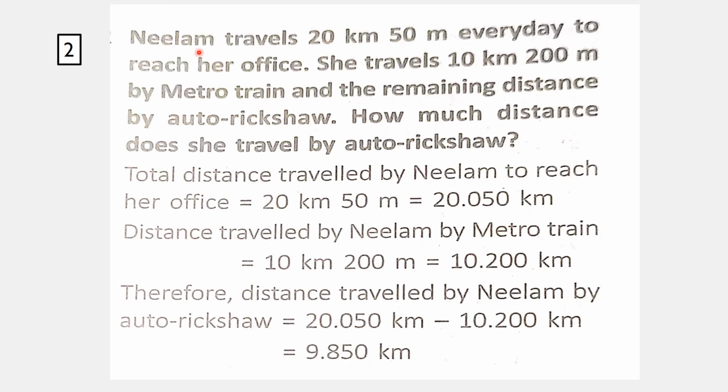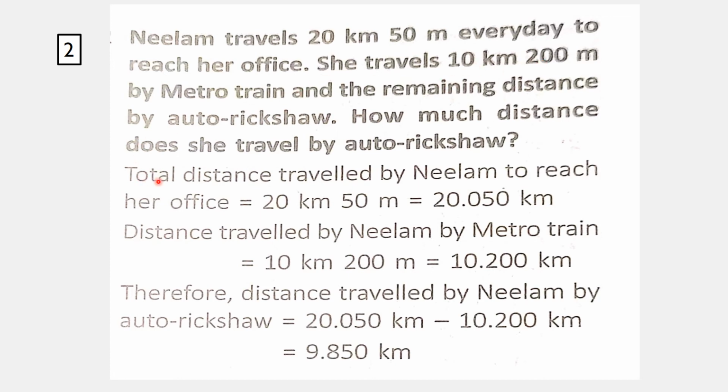Second example, Neelam travels 20 km 50 meter every day to reach her office. She travels 10 km 200 meter by metro train and the remaining distance by auto rickshaw. How much distance does she travel by auto rickshaw? Now the total distance travel is how much? 20 km 50 meter, and she travels this much distance by metro train and the rest by auto rickshaw. Now they are asking you how much she travels by auto rickshaw. So to find this, you have to subtract this number and this number.